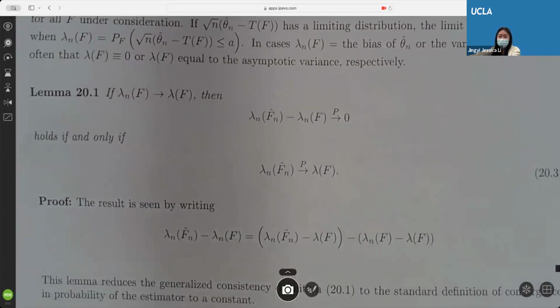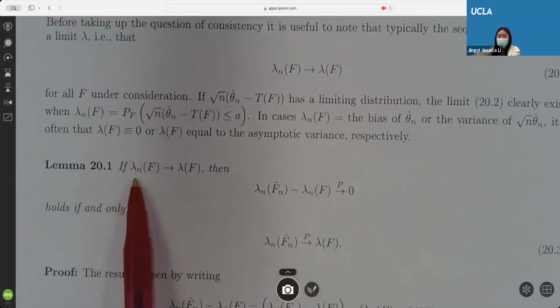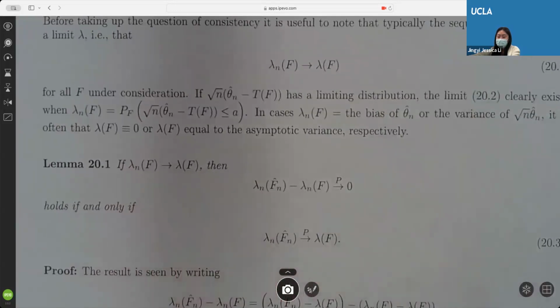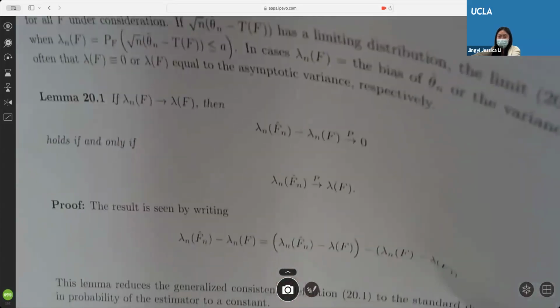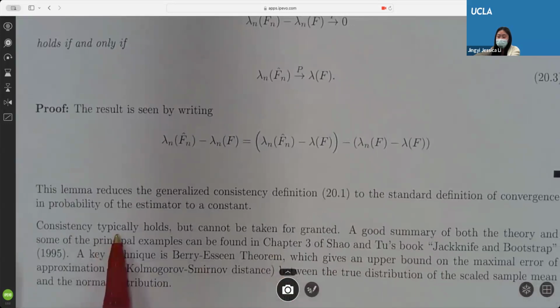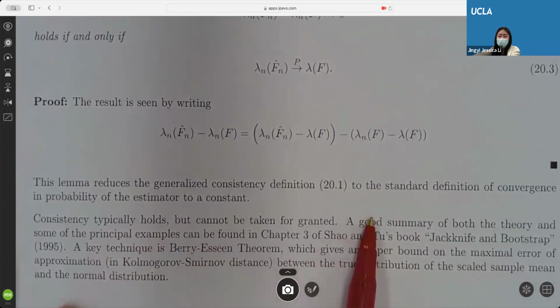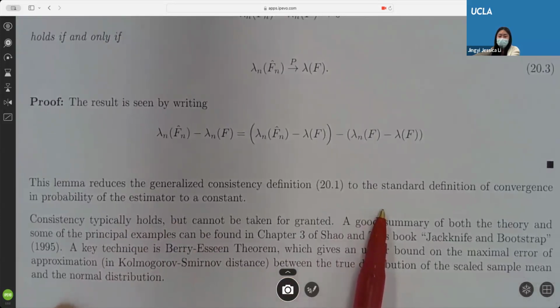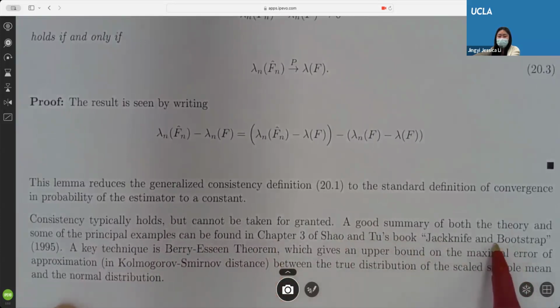Coming back to this lemma: to show that the performance measure converges to a limit, you just need to show the plugin estimator converges to the same limit in probability, that is, show the plugin is consistent. This comment is very important: consistency typically holds, but cannot be taken for granted. A good summary of both the theory and some of the principal examples can be found in chapter 3 of this book, Shao and Tu's Jackknife and Bootstrap, 1995. It's a very good book for Bootstrap.